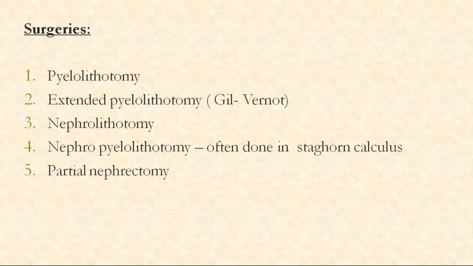So understand very easily. Pyelo means kidney, lithotomy means removal of the stone. Pyelolithotomy. Extended pyelolithotomy I described. Nephrolithotomy means any renal calculus present in the calyces, the renal parenchyma or medullary region. Or nephropyelolithotomy means both pelvis and the parenchyma. Partial nephrectomy. These are the surgical procedures.